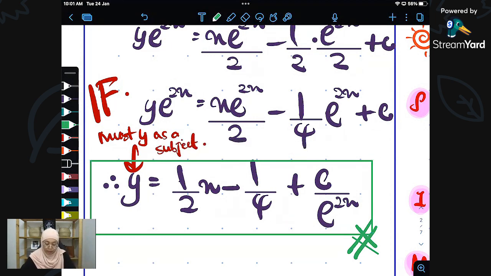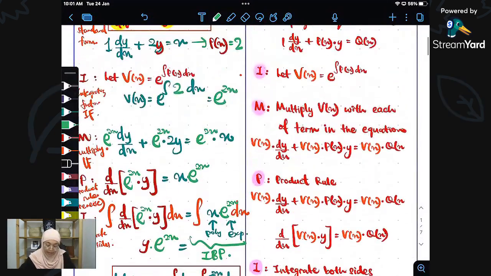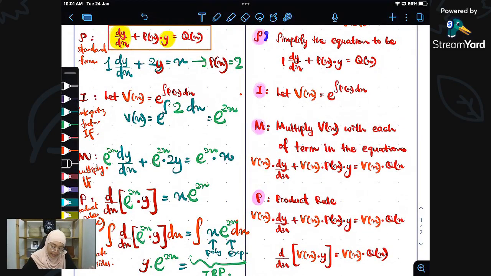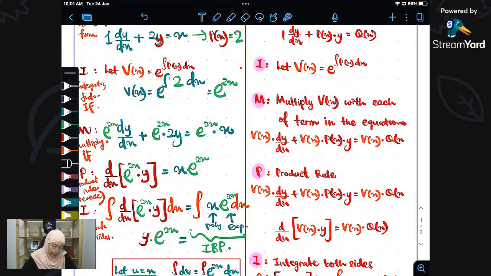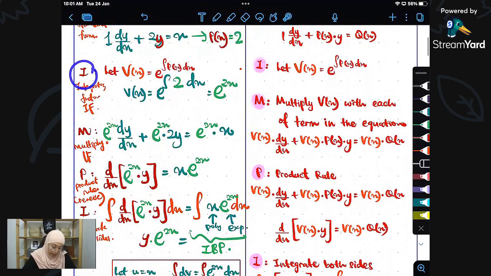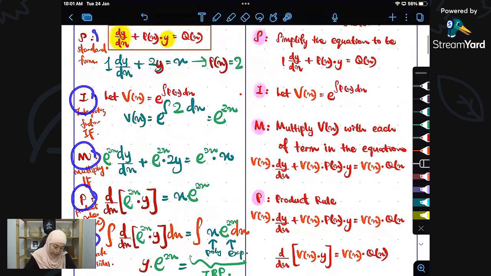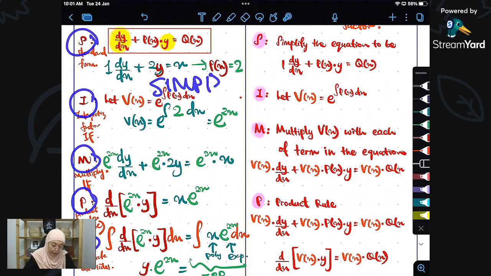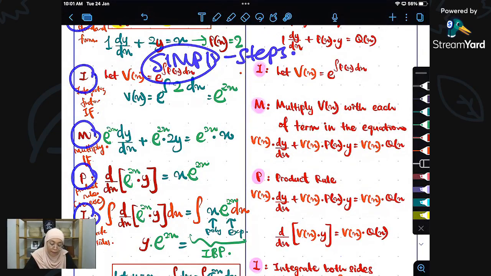Jadi, as a conclusion, I would say that sebenarnya method saya ni mempunyai nama. Okay, it's a matriculation lecturers name it as SIMPI technique. If you look closely, I use S as a standard form, I as the integrating factor, M as the multiply, P is the product rule, and I is the integrate both sides. Basically, all of this is SIMPI. SIMPI is just a name of the steps, the name of the step by step.